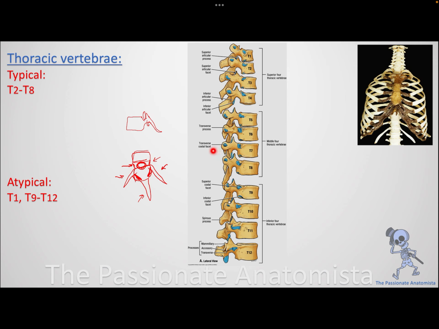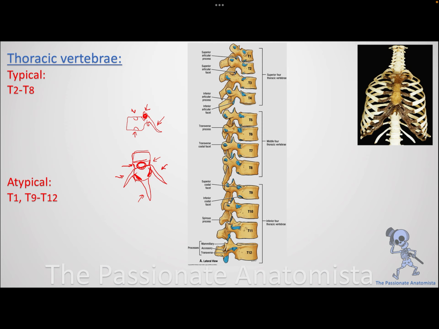Another important feature of any thoracic vertebra, why do we call it typical, is that it has superior and inferior costal demifacets. These are going to be for the articulation with the ribs. Another thing is that they have a costal facet on the transverse process. So we have superior and inferior demifacets on the body, and a transverse costal facet on the transverse process. The spinous process is directed downward. These are the general ideas of any typical thoracic vertebra.